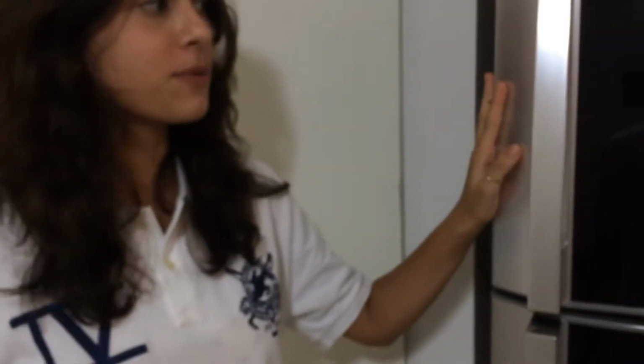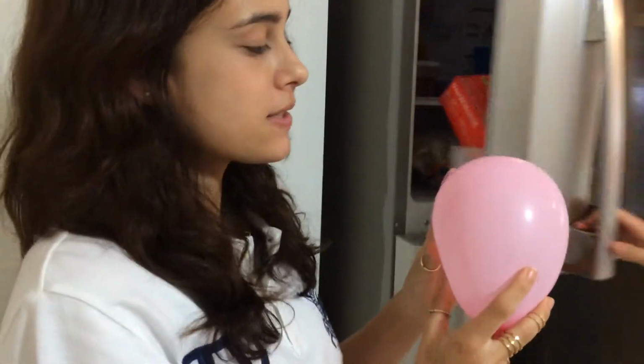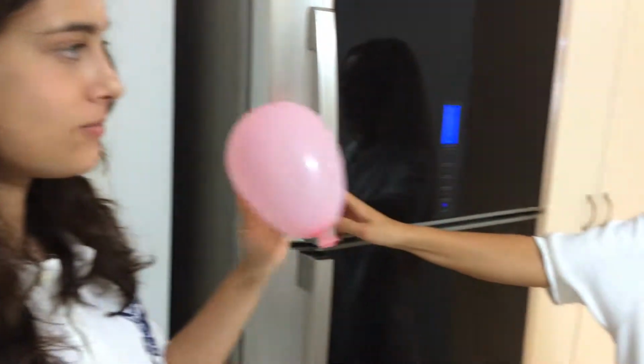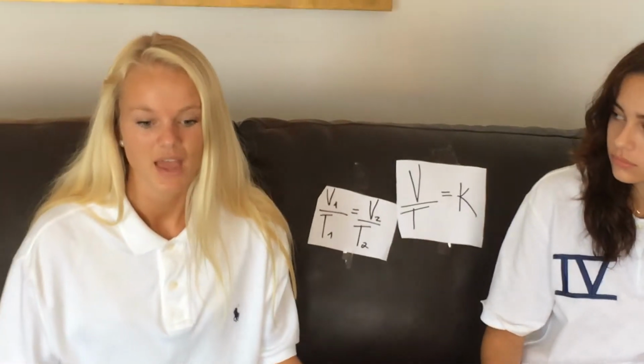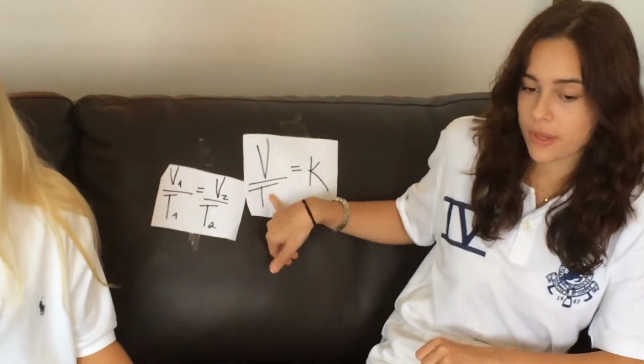This is an example of Charles' law. When the temperature of the air inside the balloon decreases, the volume of the balloon decreases. And when we come back in 10 minutes, the balloon will basically be smaller. As you can see, the volume of the balloon decreased as the temperature decreased. Charles stated that the volume of a gas increases as the temperature increases, and the volume of a gas decreases as the temperature decreases. If all the other conditions are kept the same, the constant V divided by T will remain the same.